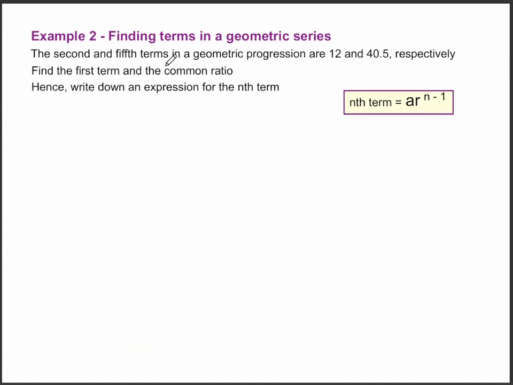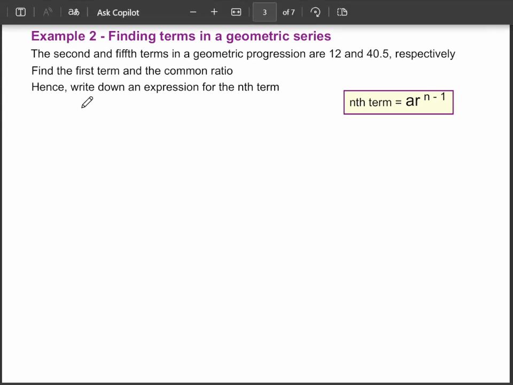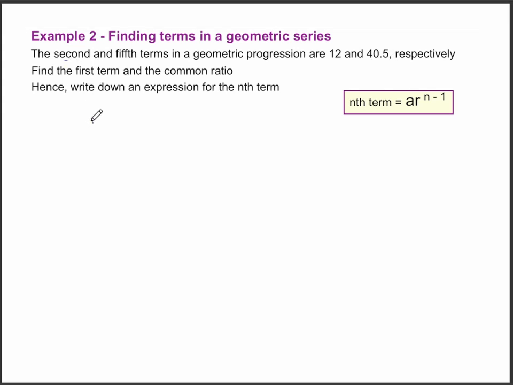Next, the second and fifth terms in the geometric progression are 12 and 40.5 respectively. So the second term, which is represented by AR, because AR power 2 minus 1, which is AR power 1, is equal to 12, and AR power 4, from 5 minus 1, is 40.5. And we need to find our first term and the common ratio. Again, two equations, both have A and R.